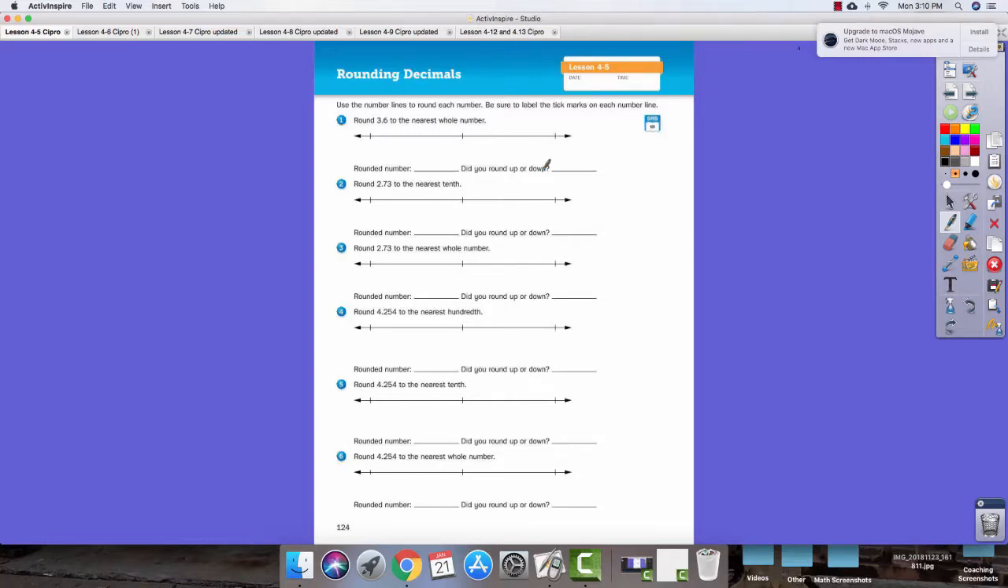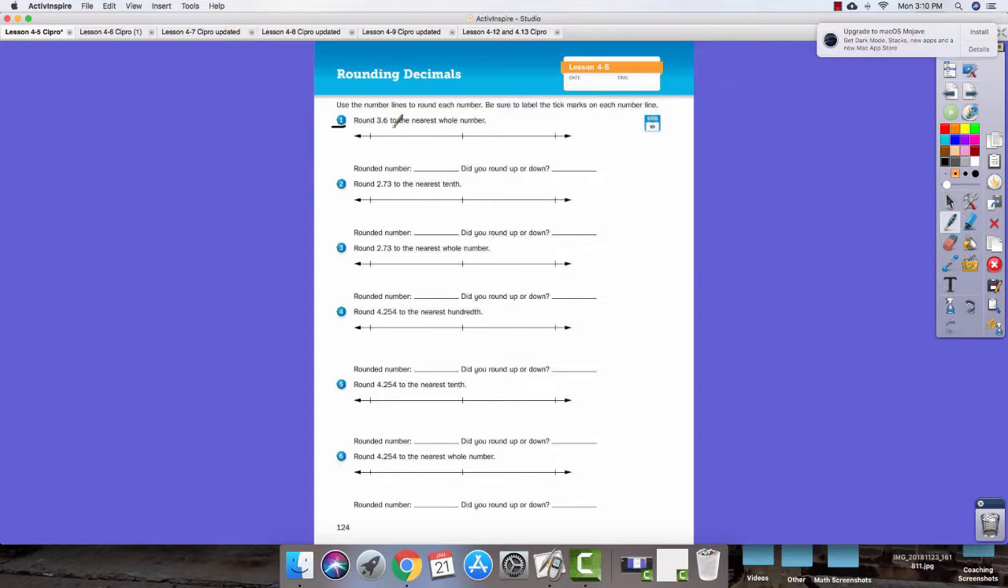Alright, so I'm going to show you how to round numbers using two different strategies. One, rounding numbers on a number line, and two, using the rounding shortcut, or just another method of rounding. Let me go through this page, and I think you'll pick up on some things along the way. It says use the number lines to round each number. Be sure to label the tick marks on the number line.